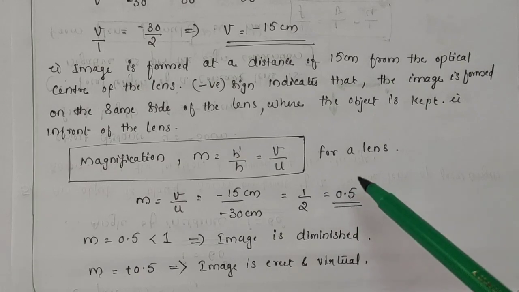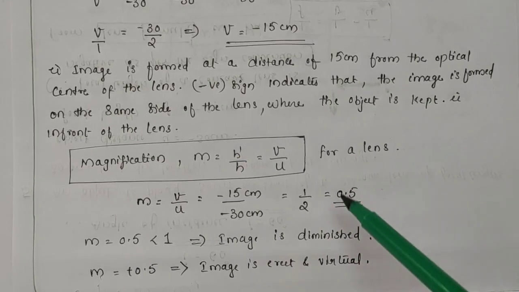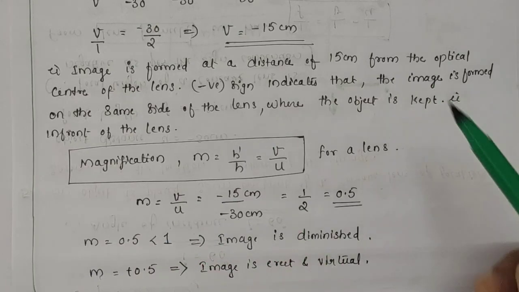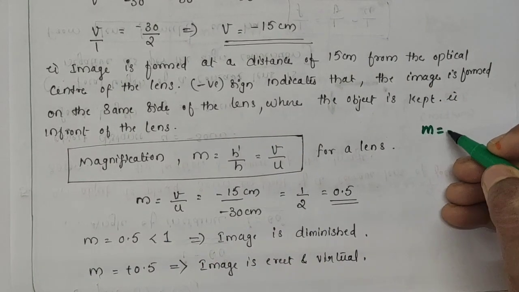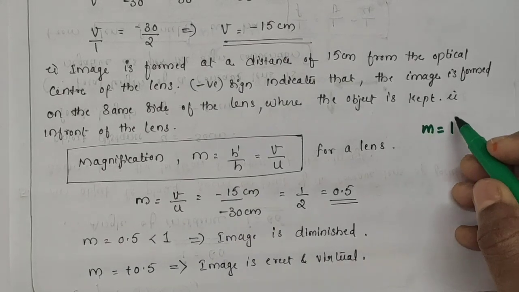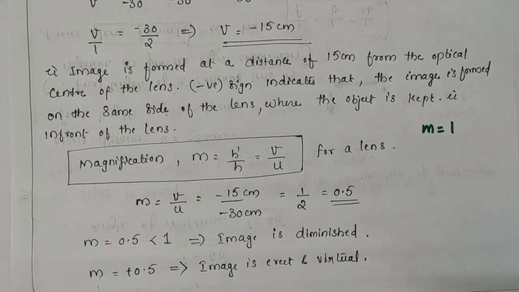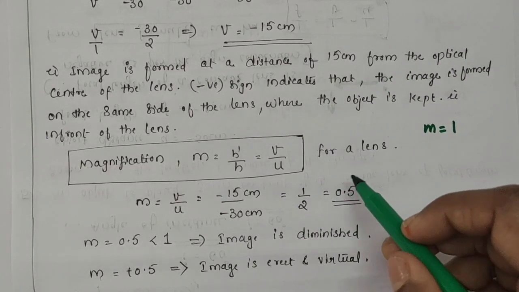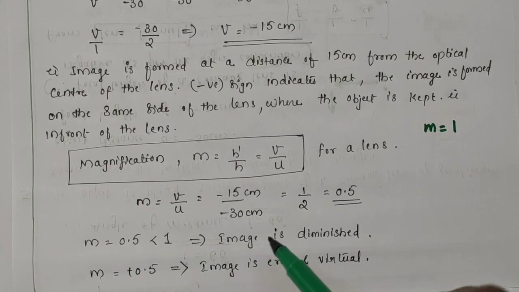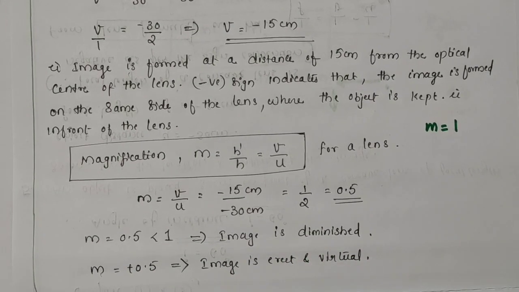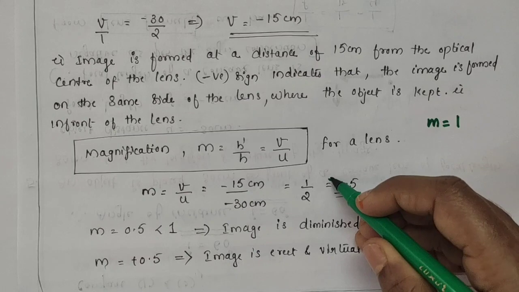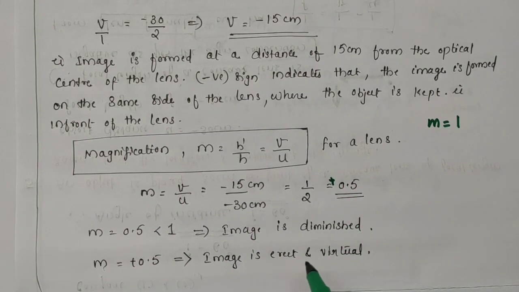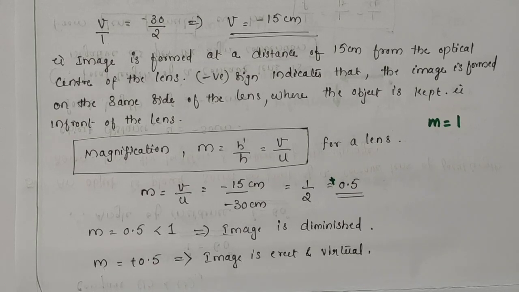See, this number 0.5 is less than 1. That means the image is diminished. If you get magnification m as 1, that means the image size and the object size are the same. Here 0.5 is less than 1, so the image is diminished. And it is plus now. 0.5 means it is plus 0.5. That plus sign indicates that the image is erect and virtual.